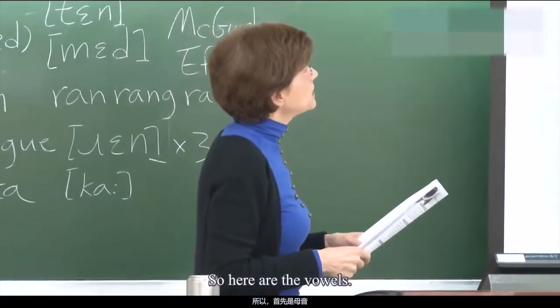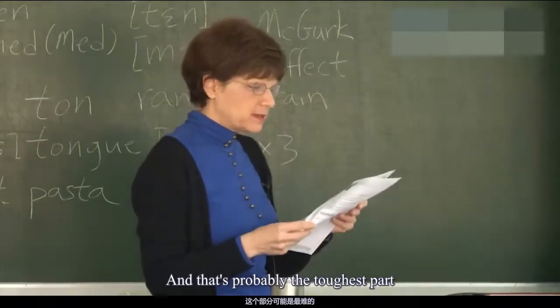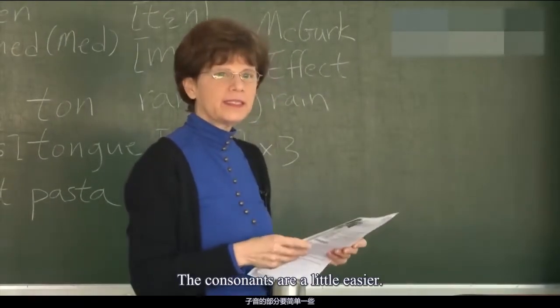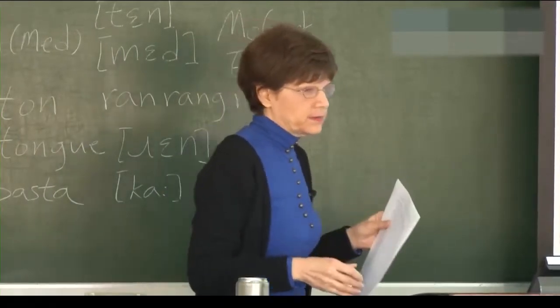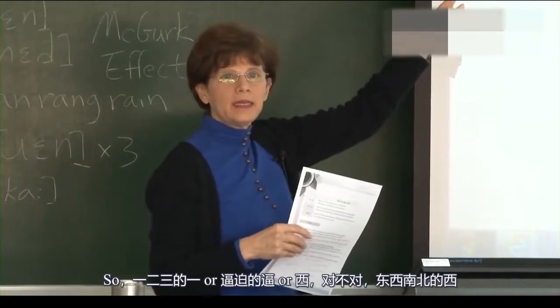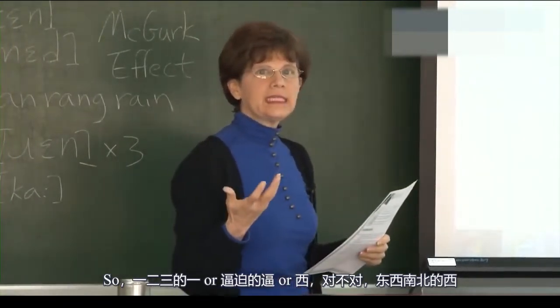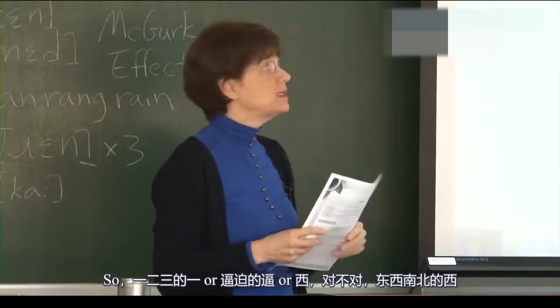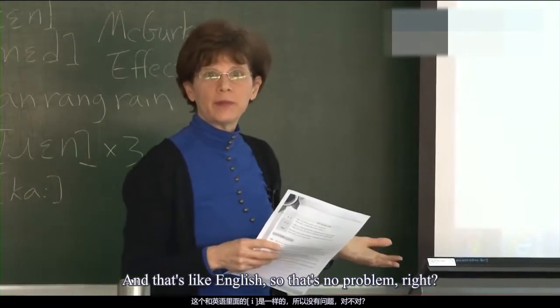So here are the vowels. Let's go over the vowels first in Mandarin, and that's probably the toughest part. The consonants are a little easier. Let's do the vowels. They're tough. We've got E here. So 1, 2, 3的 E, or 逼迫的 B, or 西, 对不对？东西南北的西. We're going to use this I, 有点的 I. And that's like English, so that's no problem, right?